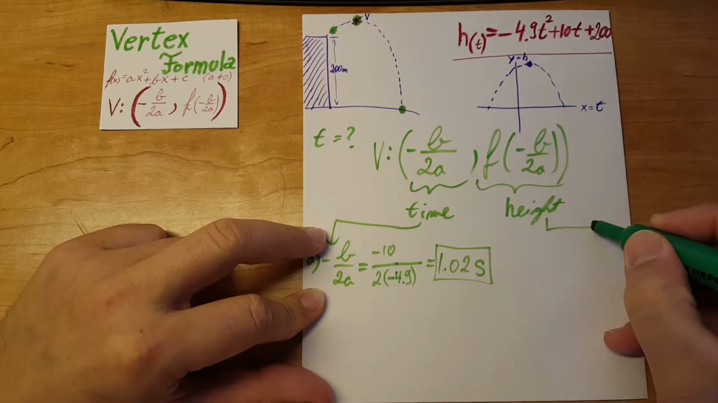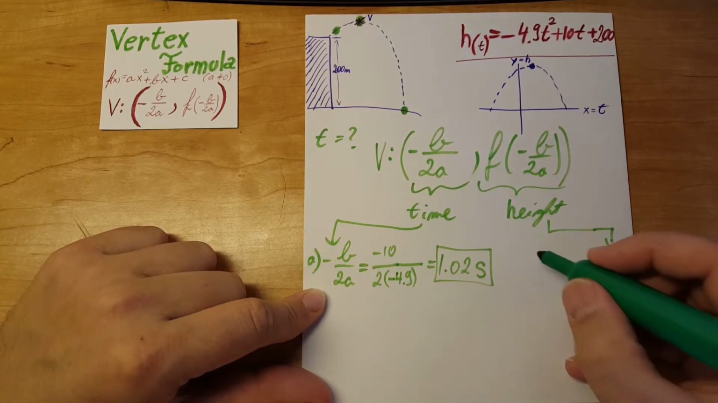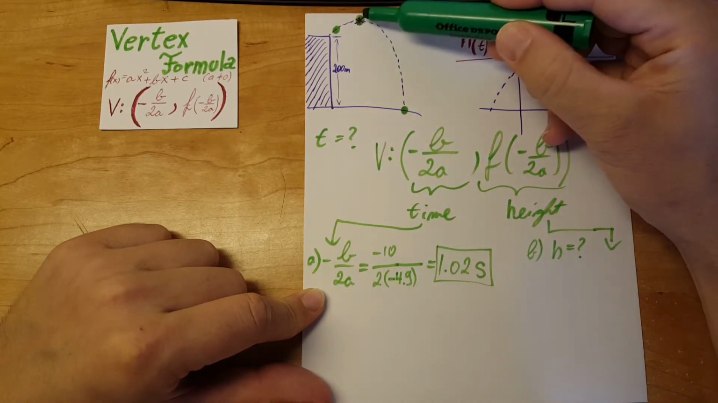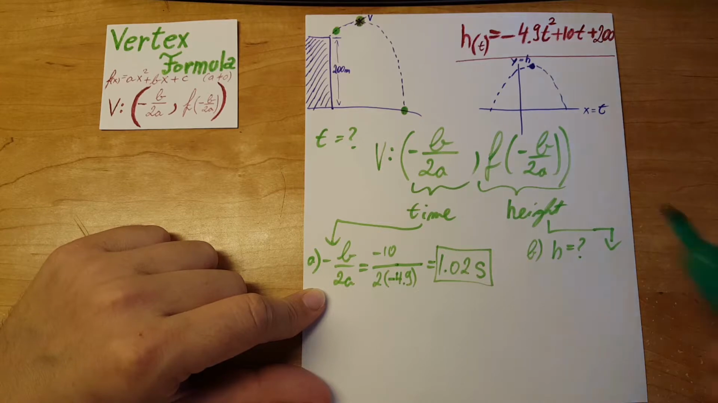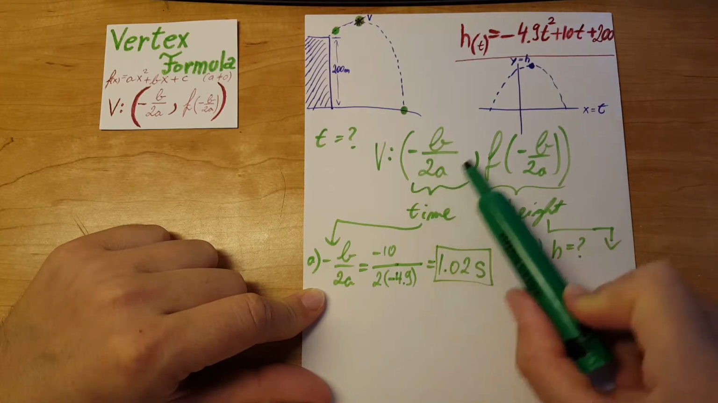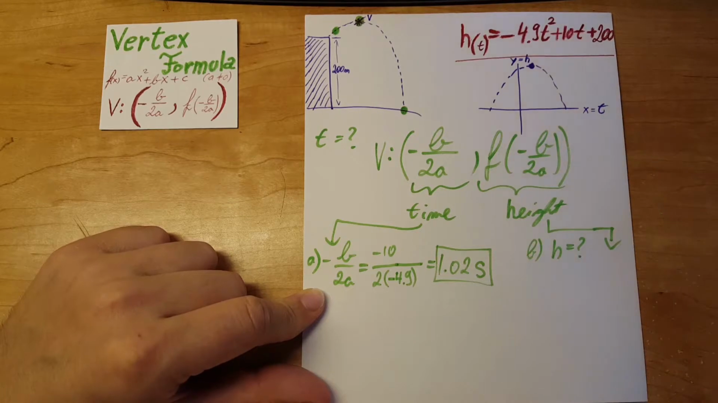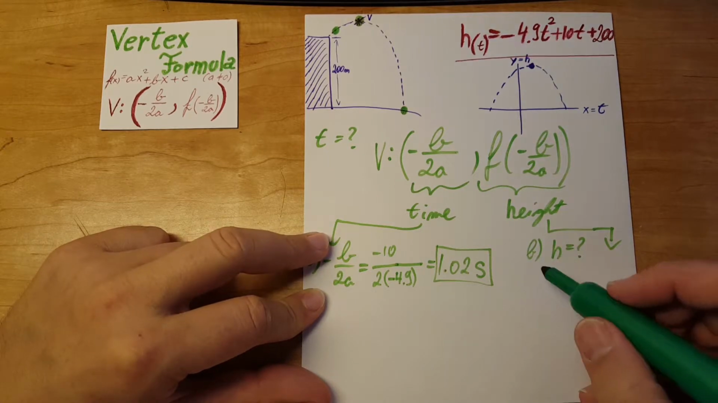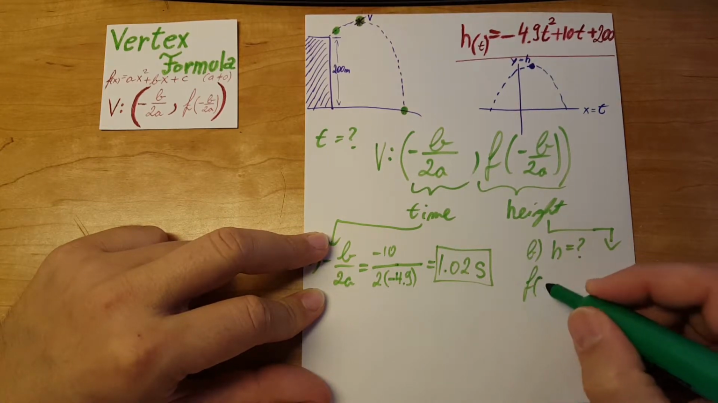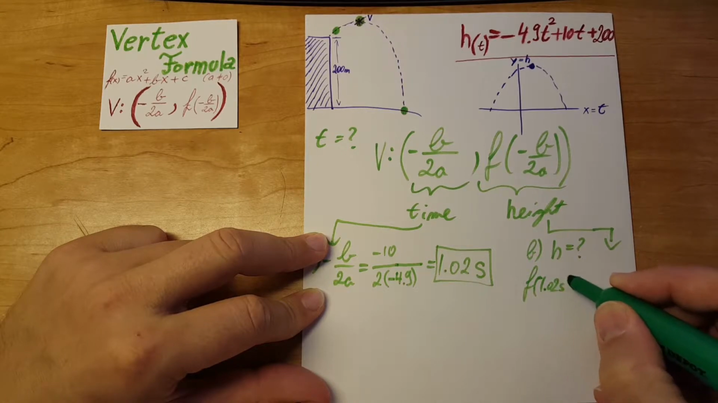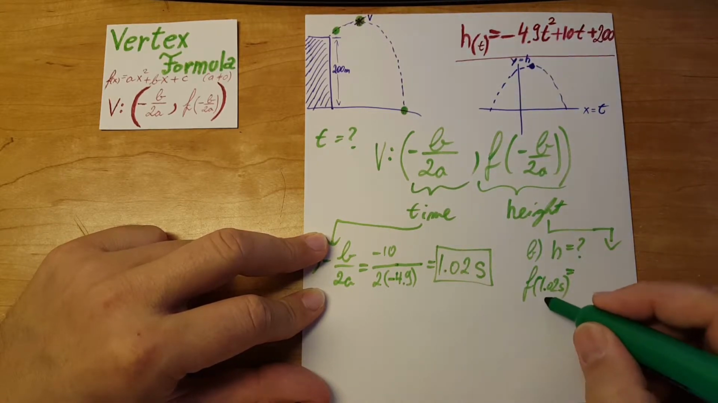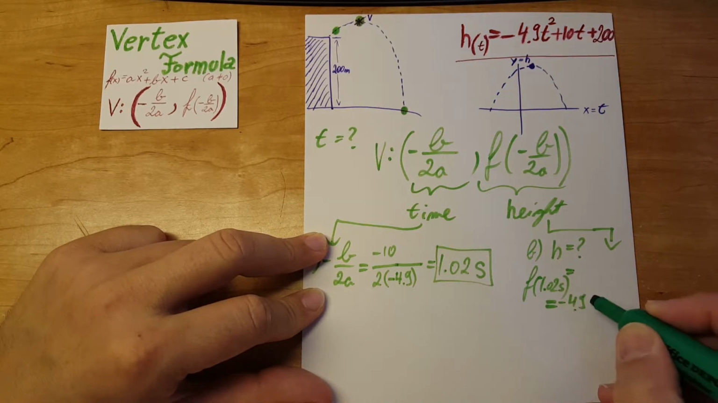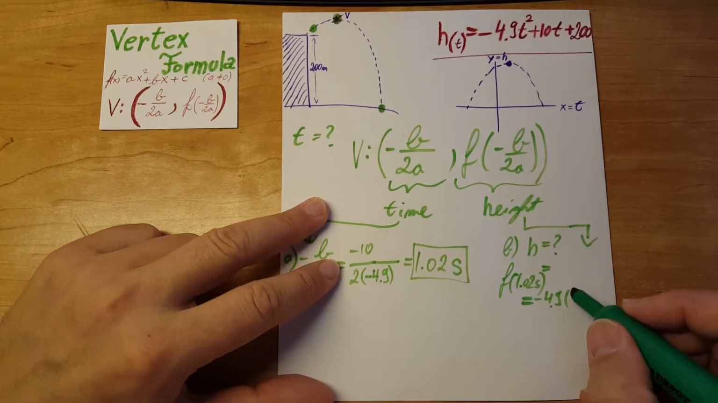Now let's calculate the height at which the projectile will be when it reaches the maximum point. For this we will plug this value into the function. So we got 1.02 seconds. We're gonna plug it into our function. F of 1.02 seconds will be equal to, let's plug it in, negative 4.9 in the parentheses.